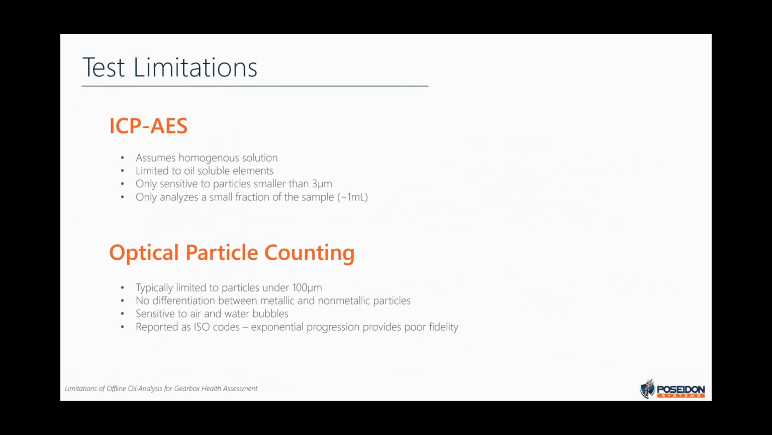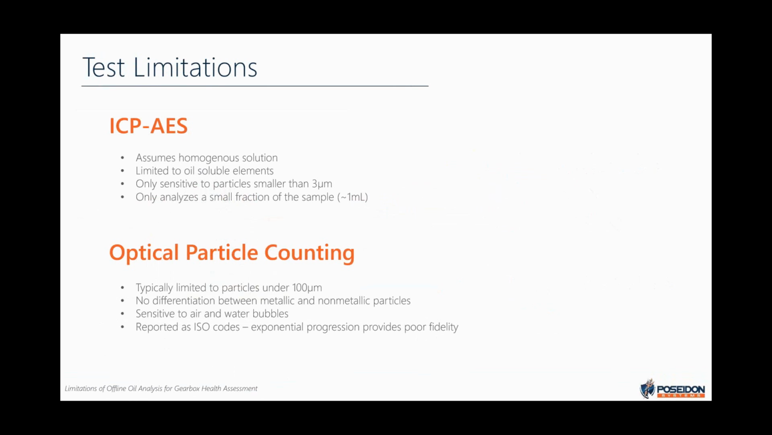So both of these tests have some limitations. ICP-AES assumes that the sample is homogeneously mixed and that the trace elements present are dissolved into the sample. Only a very small portion of the sample, roughly 1 milliliter out of generally a 4-ounce sample, is used, and it's passed through a filter in a nozzle, which prevents any particles larger than about 3 microns from passing through. So all these dissolved metals we're talking about are sub 3 micron. Optical particle counting has its own drawbacks.